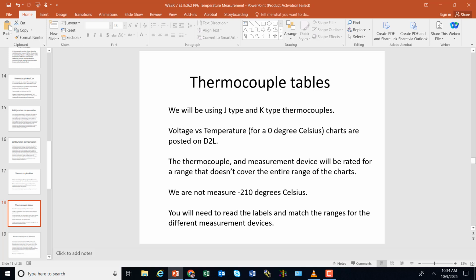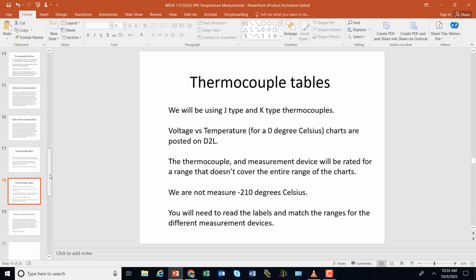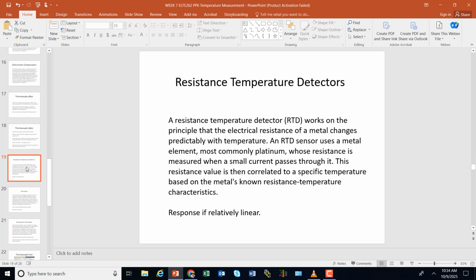The main thing is you just need to take a look at the labels on the thermocouples, the transmitters, the PID controllers, all these kinds of things, and try to match the ranges for all these different measurement devices. Okay, so just take a look at them, and hopefully it makes sense when you're setting up everything to get the measurements. That's thermocouples.